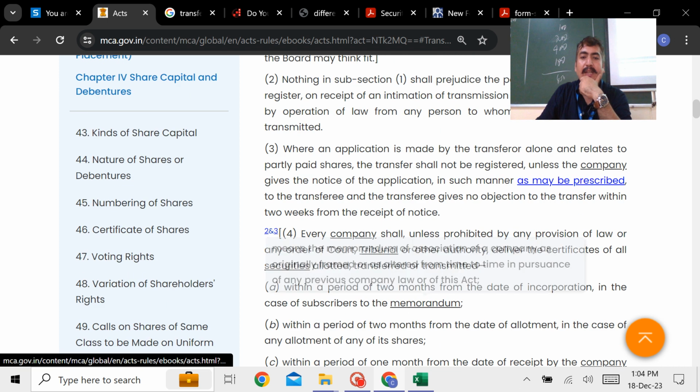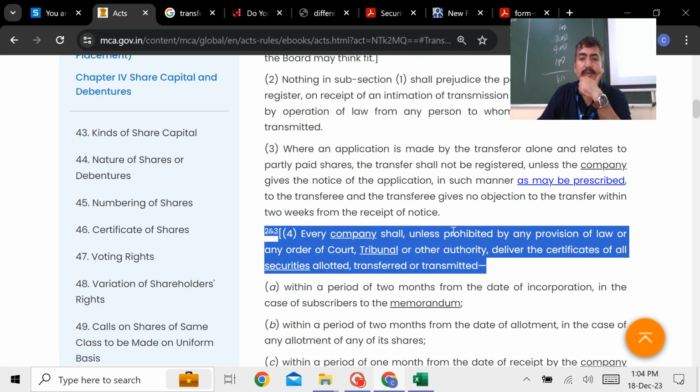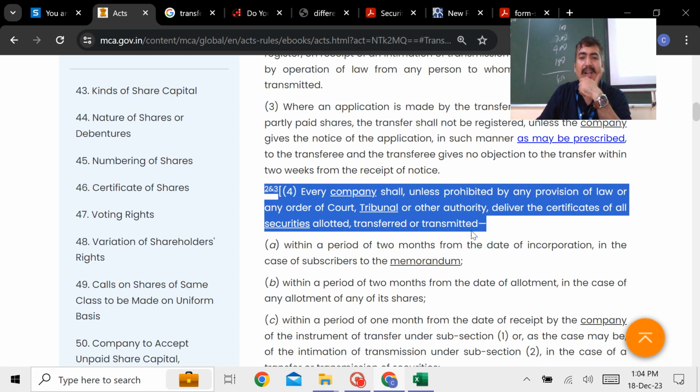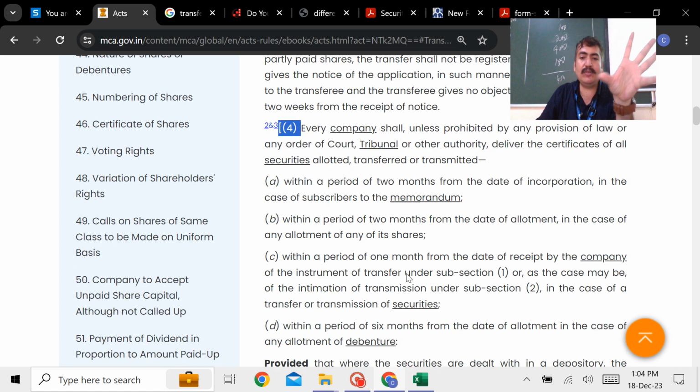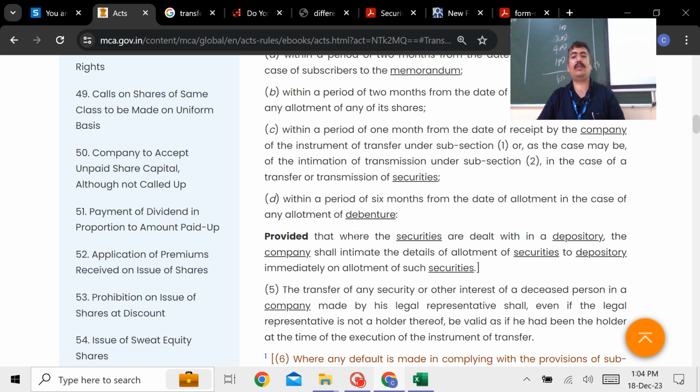So my dear students, subsection 4 is talking about the time within which the certificates will be issued once the shares are allotted or transferred. Here different time limits are given. If it is a share certificate, what is the time limit? If you are a subscriber, what is the time limit? If the shares are allotted, what is the time limit? This part I don't want to do, it is homework. Am I clear to all of you? Alright.